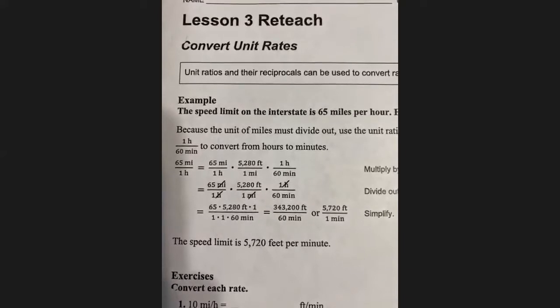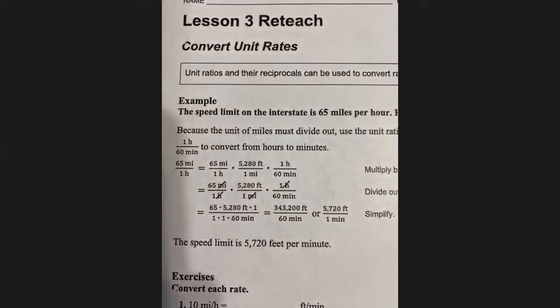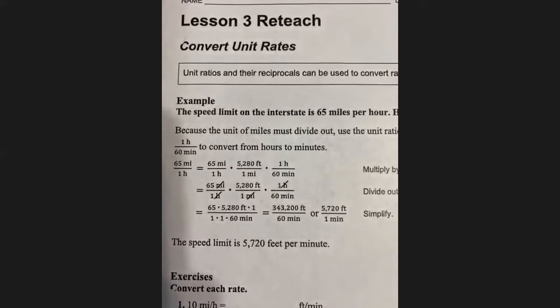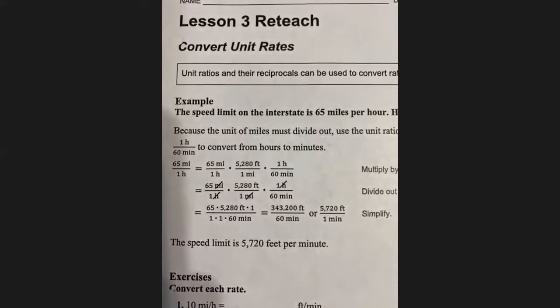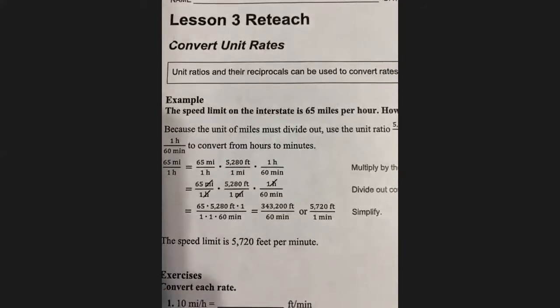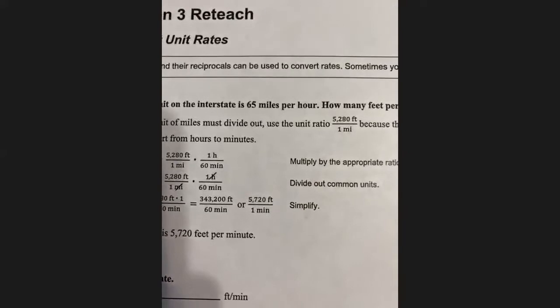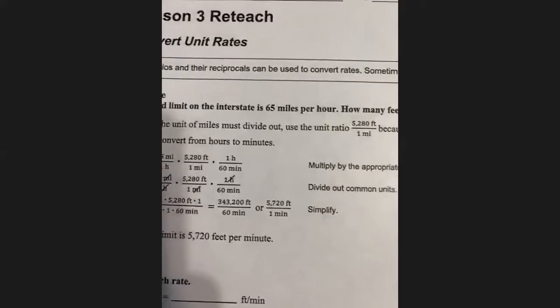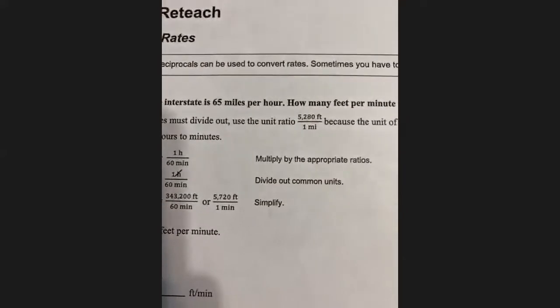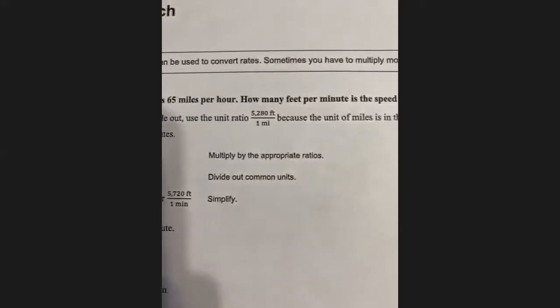In the case of unit rates and converting from different measures, you're going to be doing a lot of this throughout the rest of your life, because you can convert any measures you need to. In the first example, it says the speed limit on the interstate is 65 miles per hour, which is a unit rate, 65 miles over 1 hour. How many feet per minute is the speed?